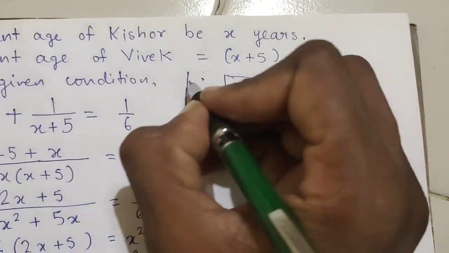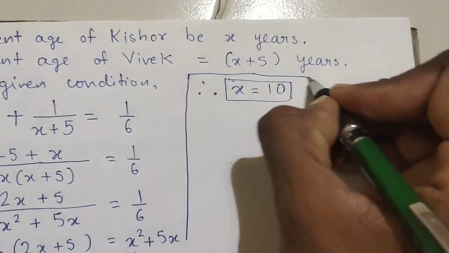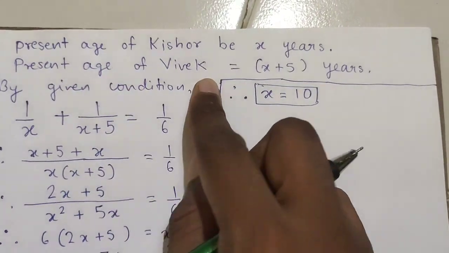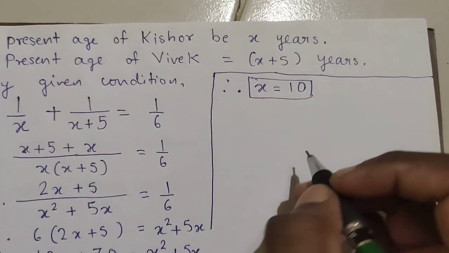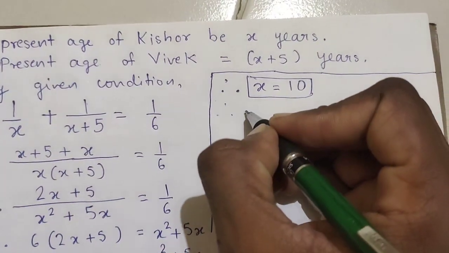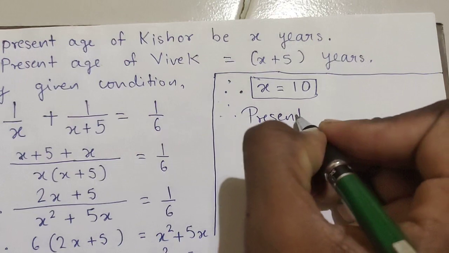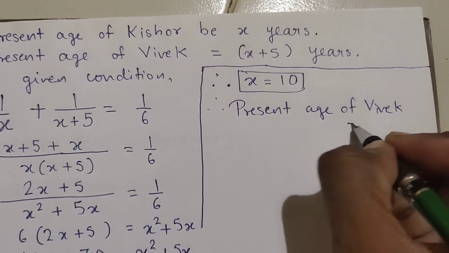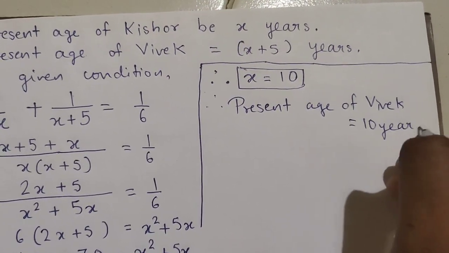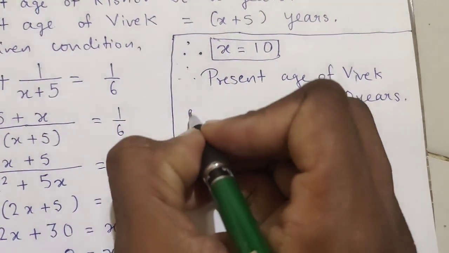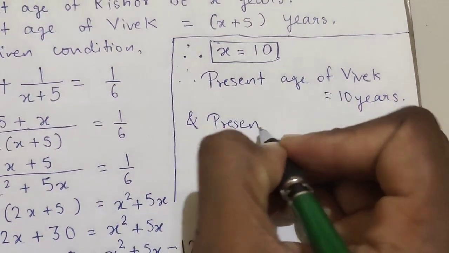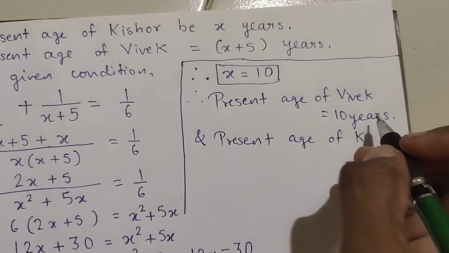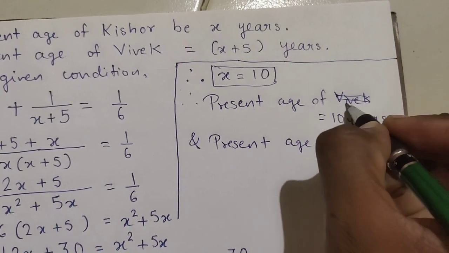Now see, since your X value is 10, you can easily say that the present age of Kishore is 10, and the present age of Vivek will become 10 plus 5, that is 15. So I can write your final answer: the present age of Vivek is equal to how much? 10 years, that is the X value, and the present age of Kishore, sorry, by mistake I have taken it wrong, this is Kishore.